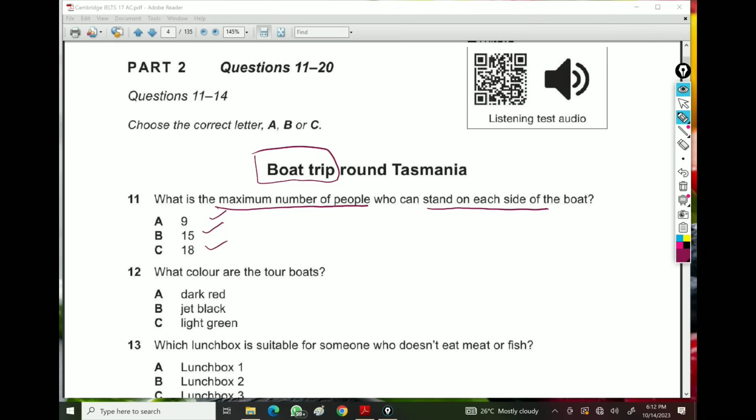Total people are 15, right? 15 and then 3 staff members. 18 are total people, right? 15 passengers we can carry, and that is 18. Now, please listen to it again.